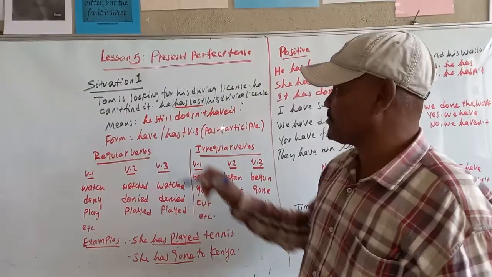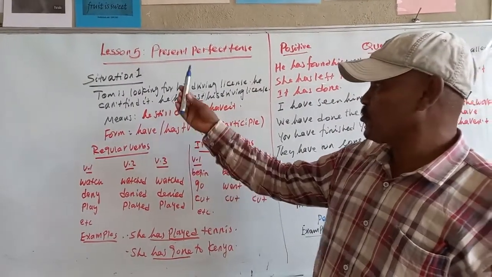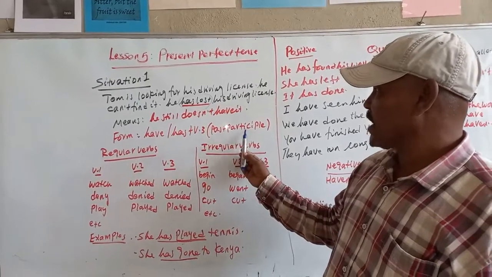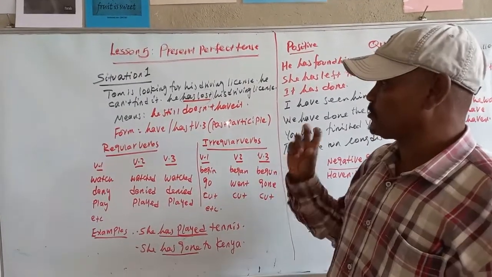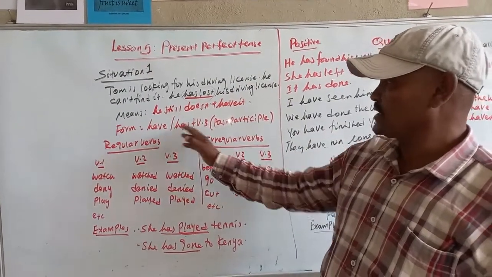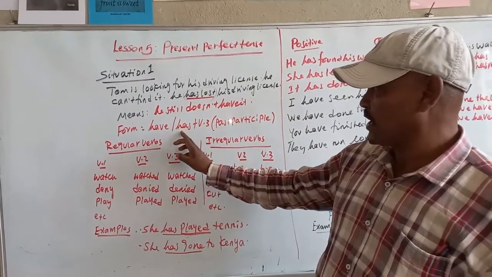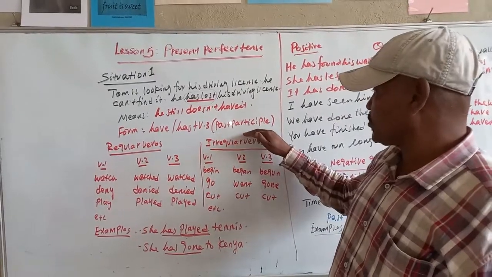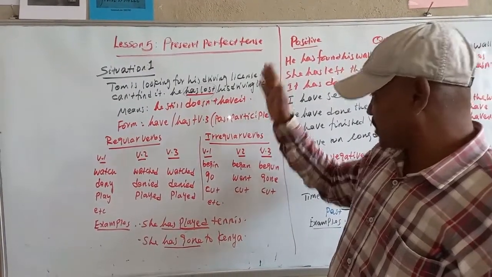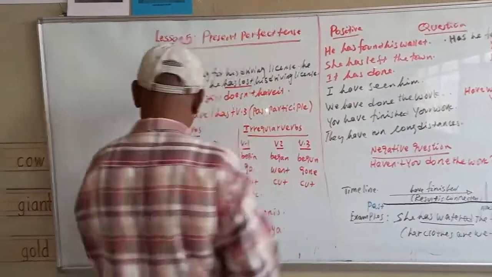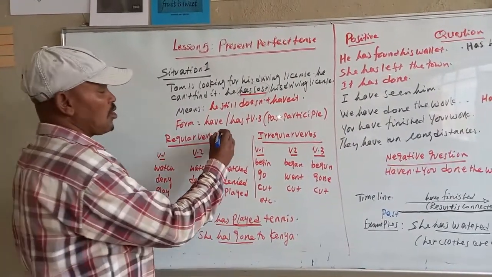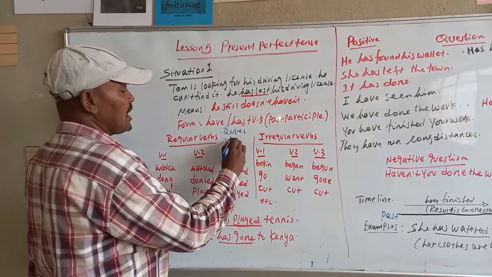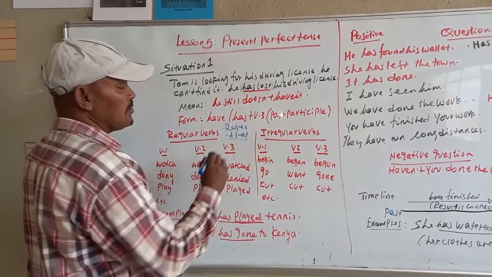Has plus verb 3. Look here, we have two forms, have or has plus verb 3, which is the past participle. We divide the past participle into two categories. The first one is regular verbs, which have common rules. They add d or ed to the main verb.